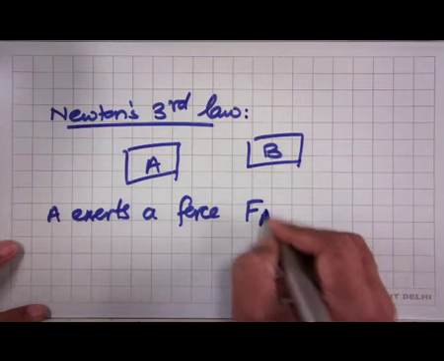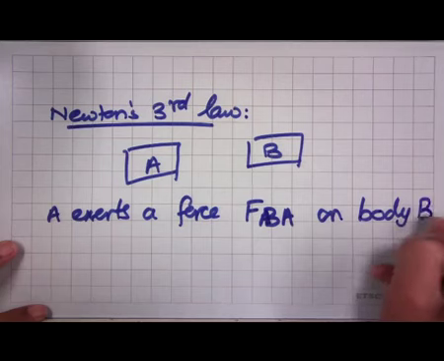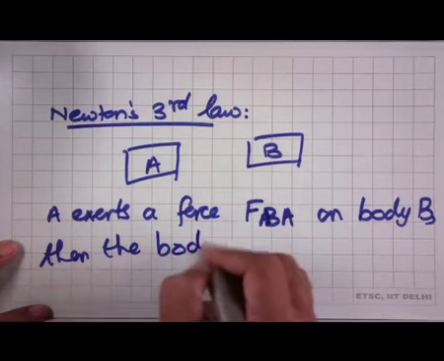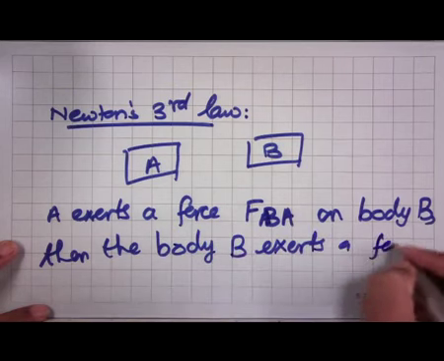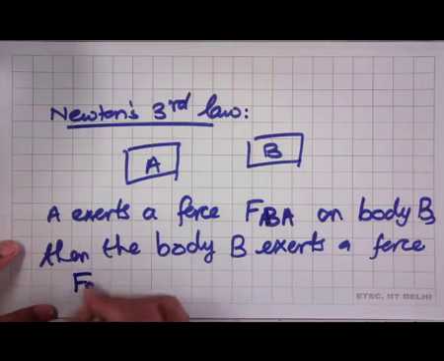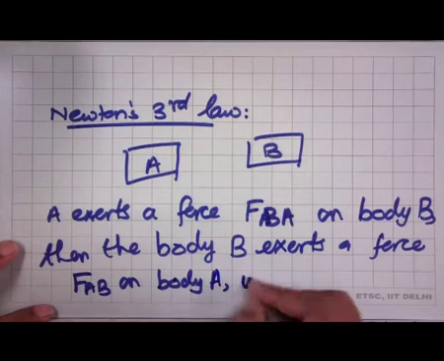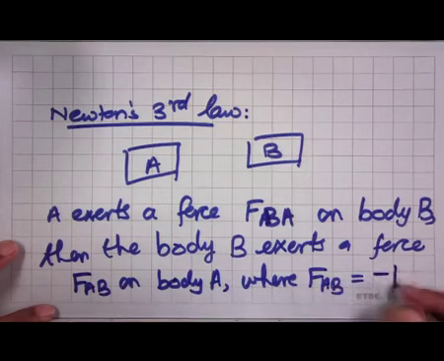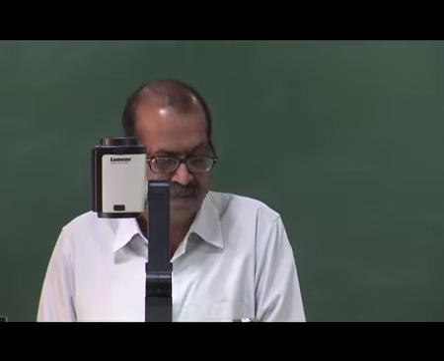FBA on body B, then the body B exerts a force FAB on body A, where FAB is equal to minus FBA. One of these forces is called the action, the other is called the reaction.